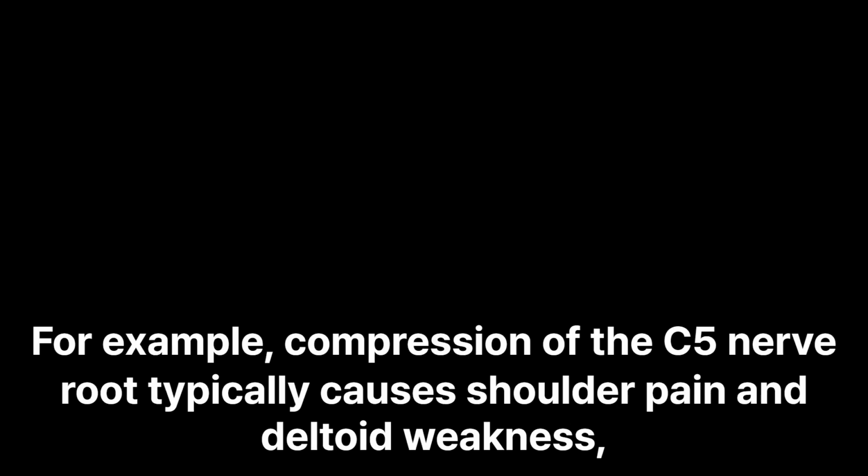The specific distribution of symptoms depends on the affected nerve root. For example, compression of the C5 nerve root typically causes shoulder pain and deltoid weakness, while C6 involvement often leads to bicep weakness and sensory changes in the thumb and index finger.